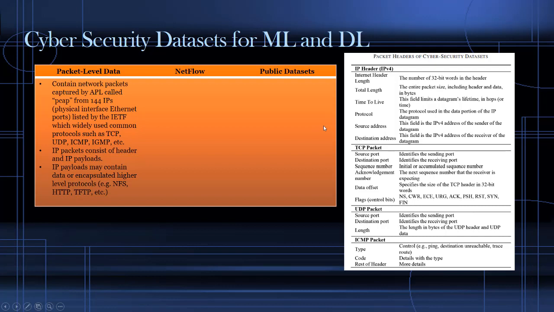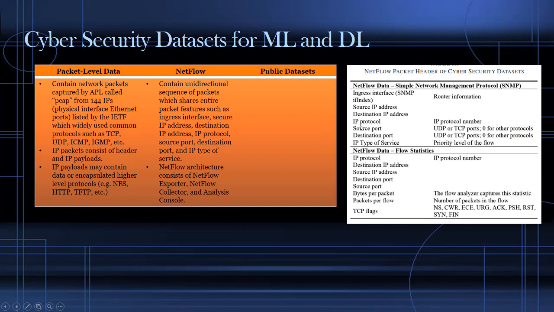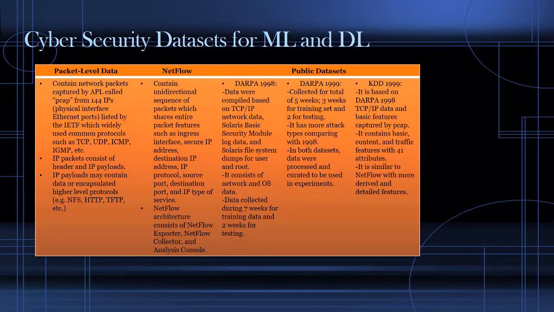The first category is packet level data, which contains network packets with IP headers and IP payloads. The second one is called NetFlow, which is composed of a sequence of packet features and IP headers. And finally, public data such as DARPA, KDD, UNM, and a recently published dataset called ADFA.